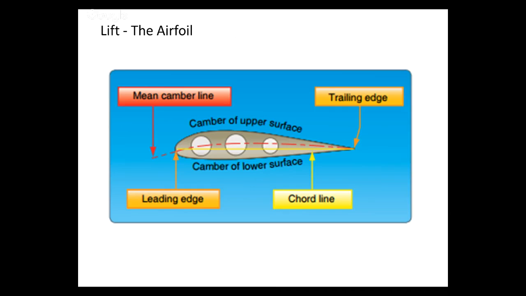But from a cross-sectional standpoint, these are the major definitions of the airfoil: leading edge, trailing edge, chord line, camber line. Sometimes you hear it called mean camber line, average camber line, but those are the major wing definitions.